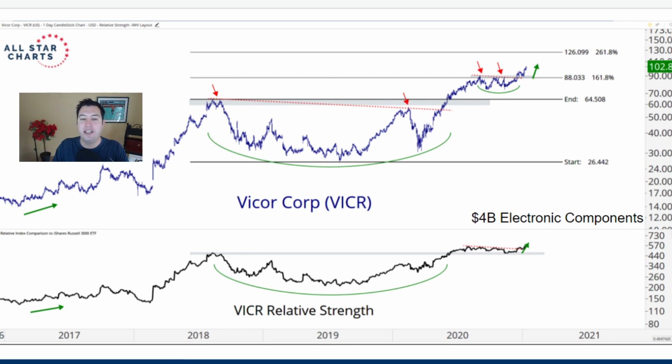Because if we just did the top-down approach and didn't supplement that work with these bottoms-up universes, we're going to miss all these things, like this Vicor Corp, this $4 billion electronics company. I have no idea what kind of electronics they do. I like the consolidation, though. I like the breakout above 88. It's above 88, I like it long with a target of 126. It's a little extended at this point, but maybe on weakness or something like that.